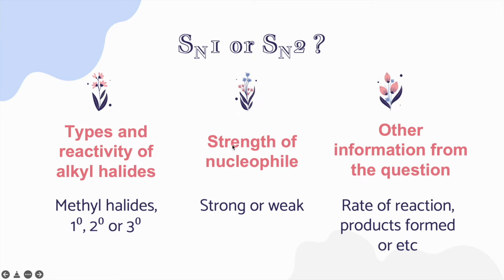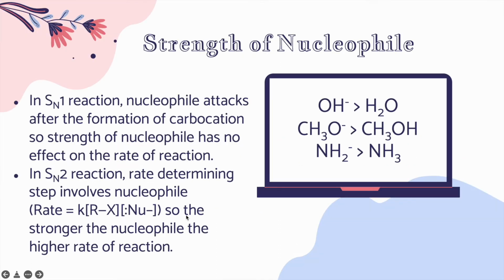And then it depends on the strength of the nucleophile and other information from the question, such as rate of reaction, because we know that SN1 mechanism only depends on the haloalkane, while SN2 mechanism depends on the haloalkane and nucleophile. So if it's second order, it is SN2 mechanism. Other than that, the products formed, etc. So SN1 and SN2 depend on these factors.